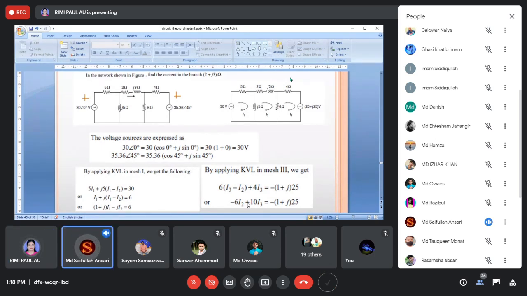4I3 plus 6I3 minus I2 equals minus 25 plus j25 into V. Volt. Don't write V in the equation, ma'am. Don't write the unit, right?